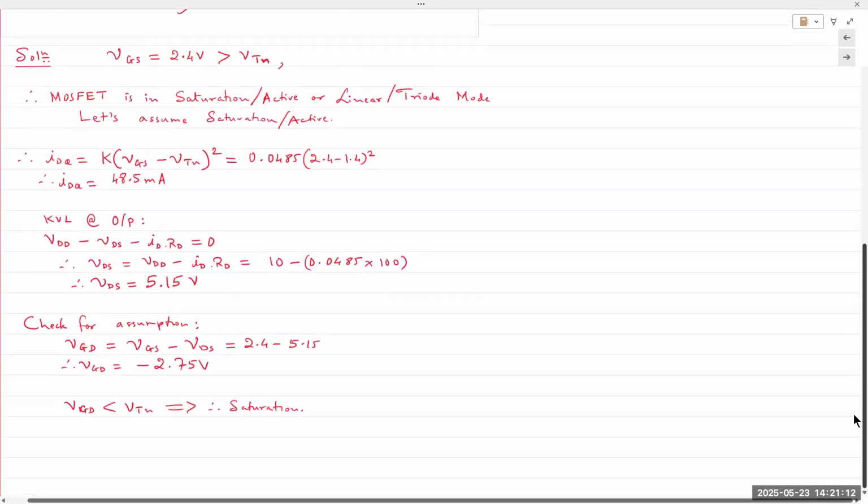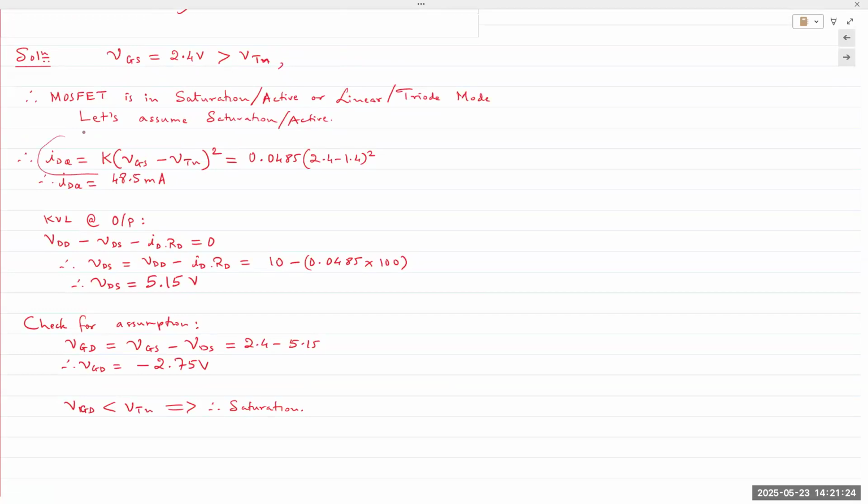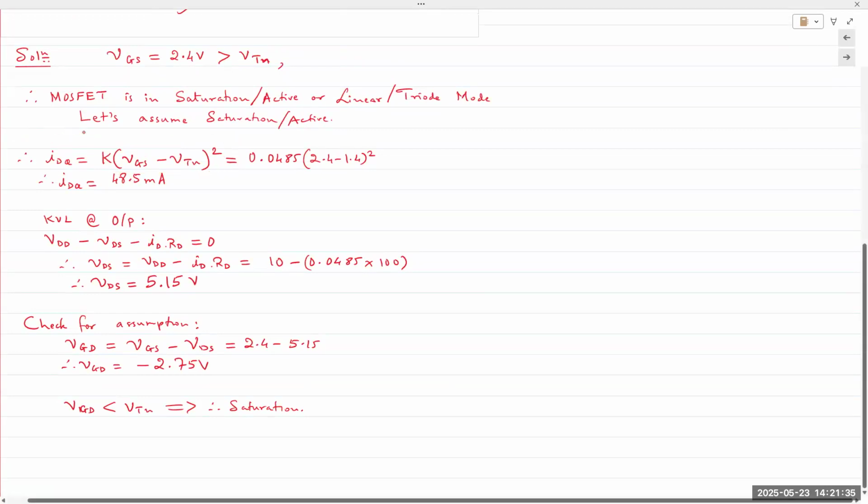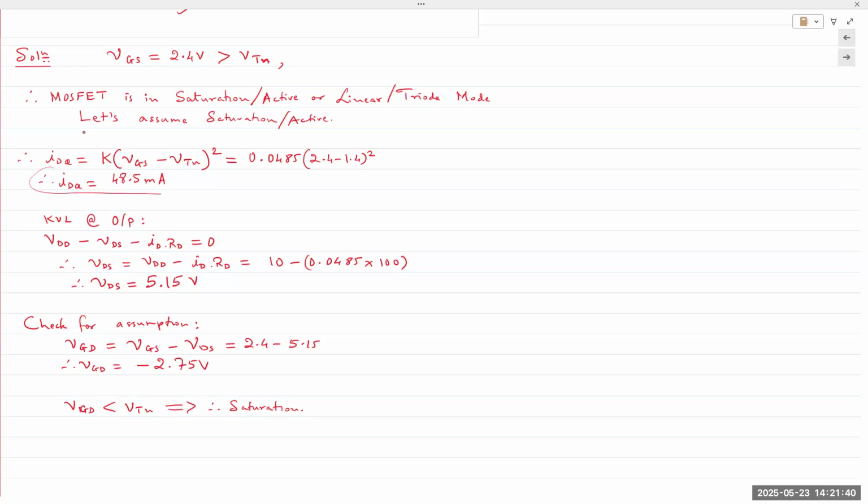Once we have that, we know that we have two unknowns. We need to find VDS, and we need to find ID. Standard equations for ID exist, and that's what we're going to use. If we assume the saturation region, ID is given by K times (VGS minus VTH) squared. Plug in the values, and we calculate ID. It's 48.5 milliamps.